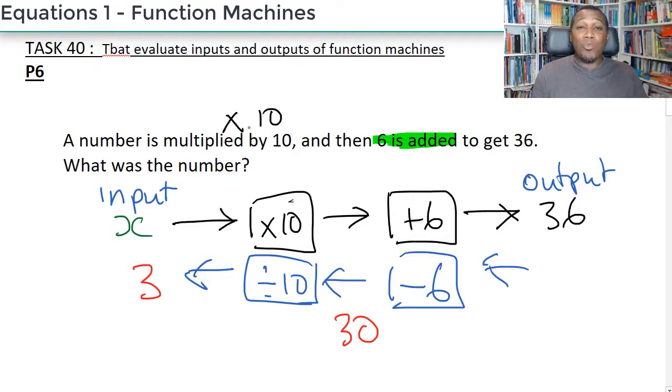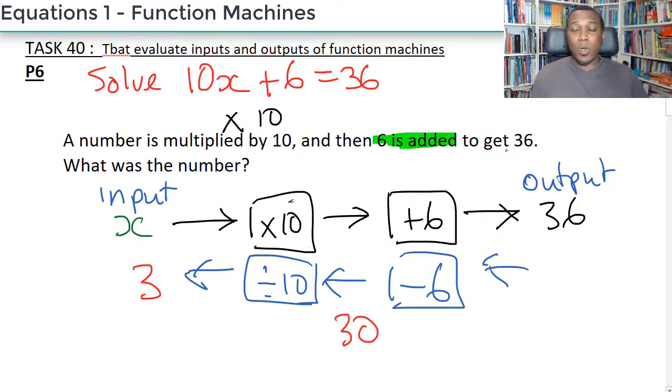So how could I have written this using algebra? When I was thinking about x multiplying by 10, we don't use the multiplication sign in algebra. We can just write the number and letter together. So this whole question can be written as an equation to solve. x, the number we're trying to find, is being multiplied by 10. So 10x, we put the number first and then the letter. And then we have to add 6, so plus 6, and that is equal to 36.